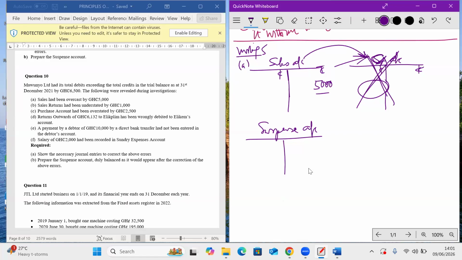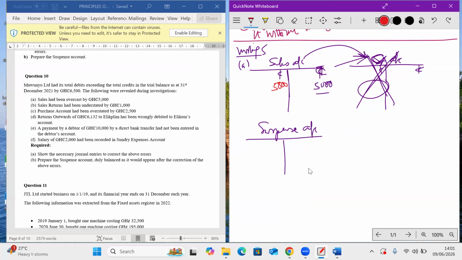So here it has been exceeded by 5,000. So what do you do to the 5,000? You take it out, right? Yes. So if you take it out, this is the error. The error is where it is now. For it to be on the credit side is an error. So how do you correct it? You take it out, you delete it, you subtract it. And when you subtract it, you have to take it to the opposite side here.